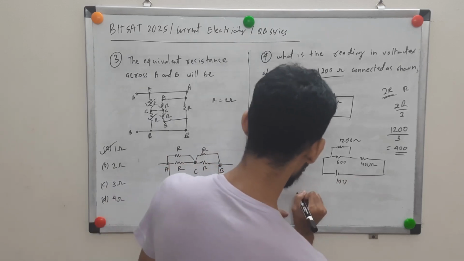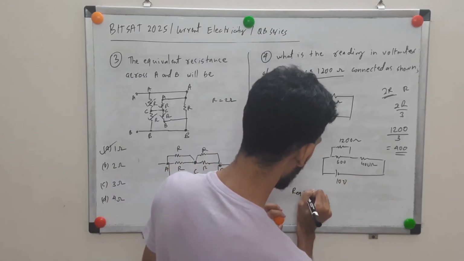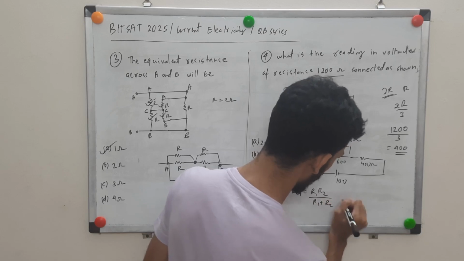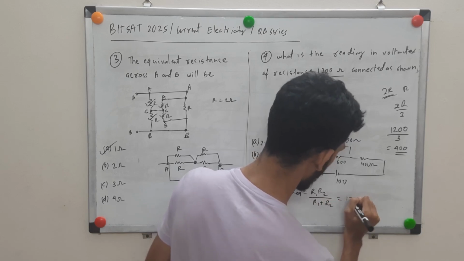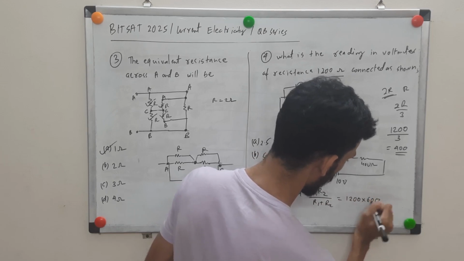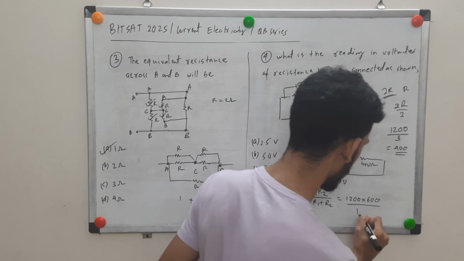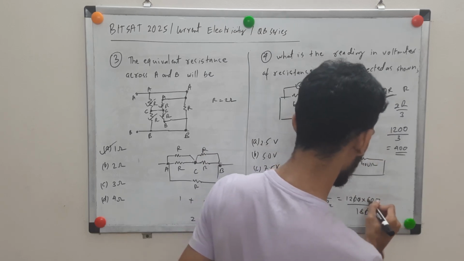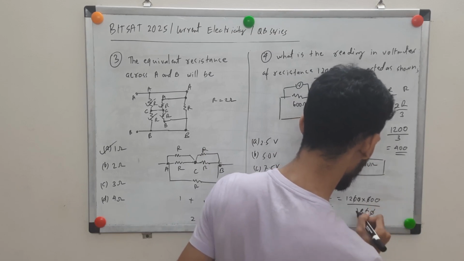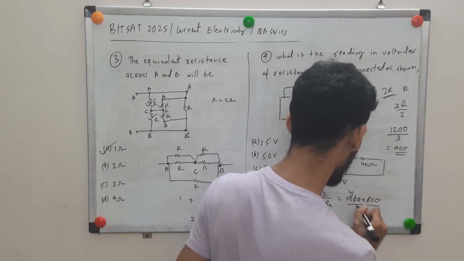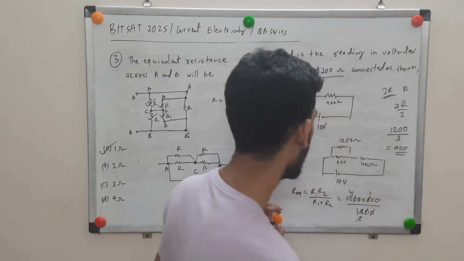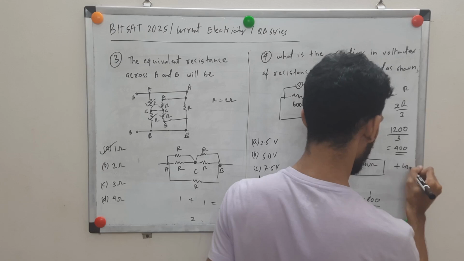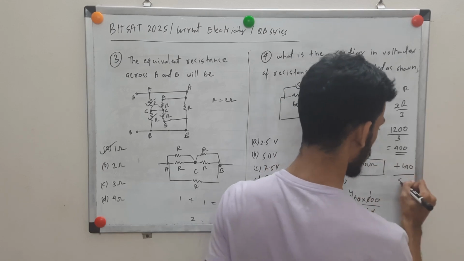Or you can do it with the formula also. R equivalent, you will know, is R1 into R2 by R1 plus R2. This will be way too much, but you see 1200 times 600 divided by 600 plus 1200, so 1800, and these cancel. 6 3s are 18, and 3 4s are 12, so this is 400. So this is 400 plus 400, which is 800.